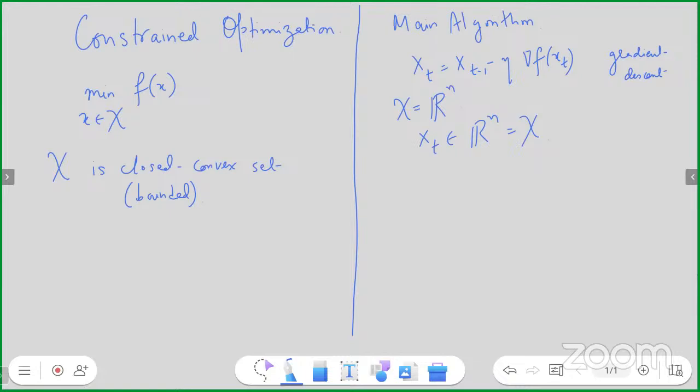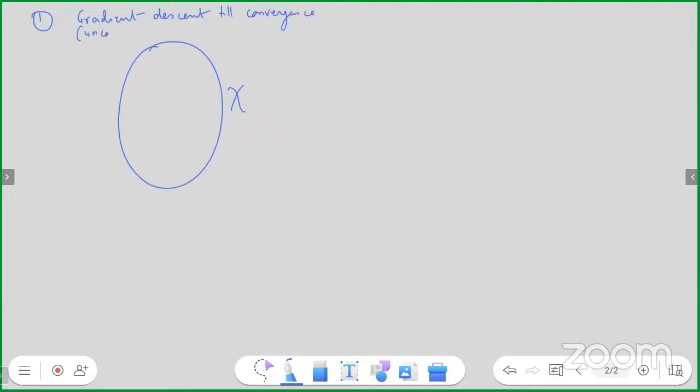Okay, so let's try to draw these two. So let's say this is my set. The first algorithm, number one, is gradient descent till convergence, or let's call it unconstrained gradient descent till convergence, and then project.